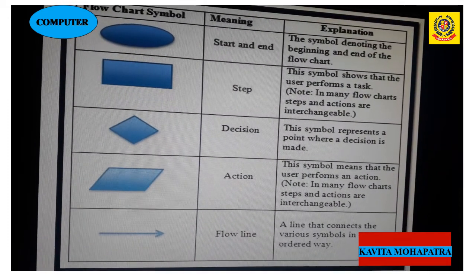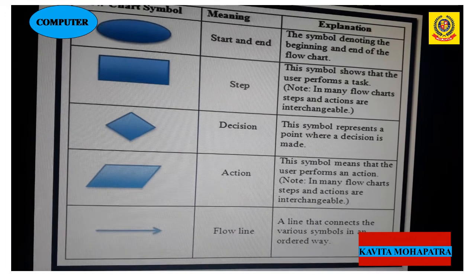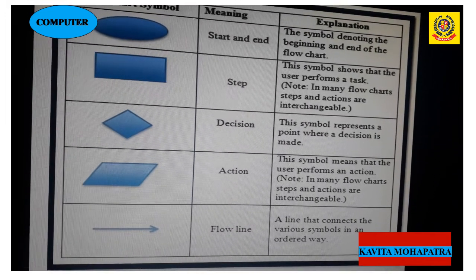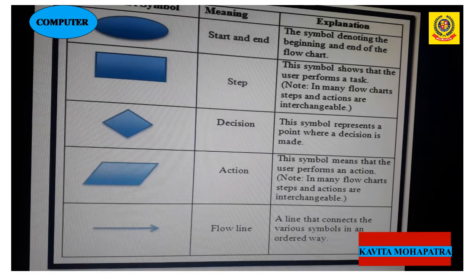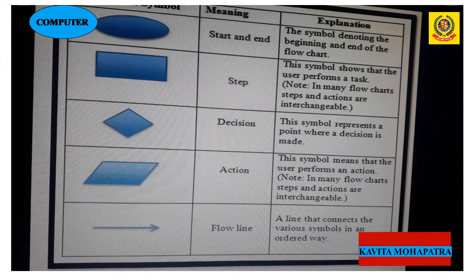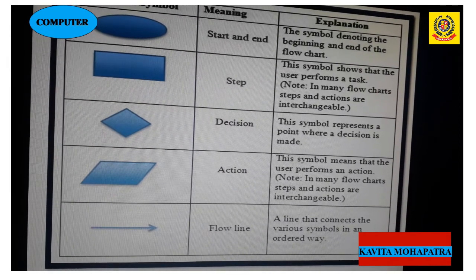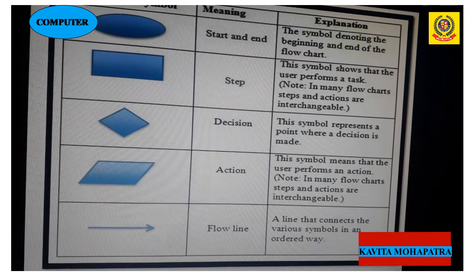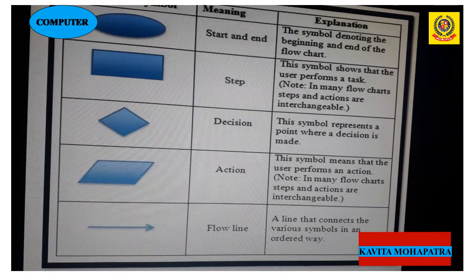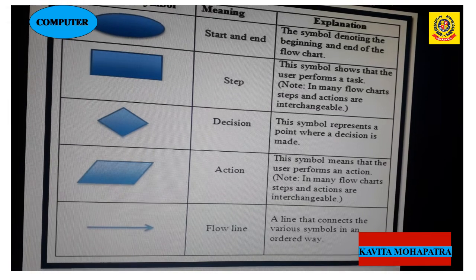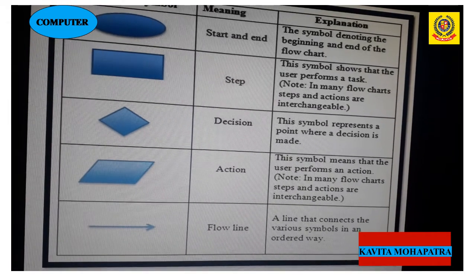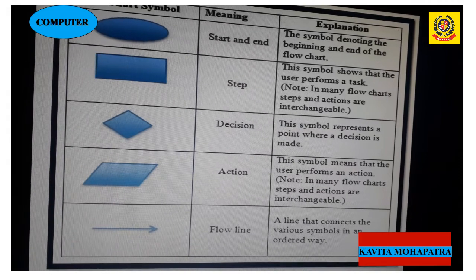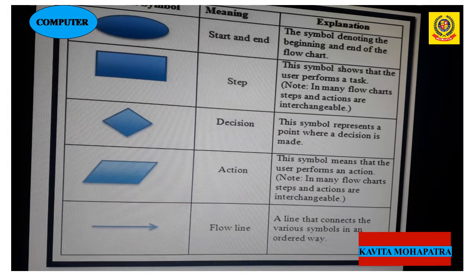This oval shape means start and end. Whenever you start a flowchart, first you have to draw the oval shape, the symbol denoting the beginning and end of the flowchart. Next is the rectangular box. This symbol shows the user performs a task. In many flowcharts, steps and actions are interchangeable. Next one is the diamond shape, that is the decision box. This symbol represents a point where a decision is made.